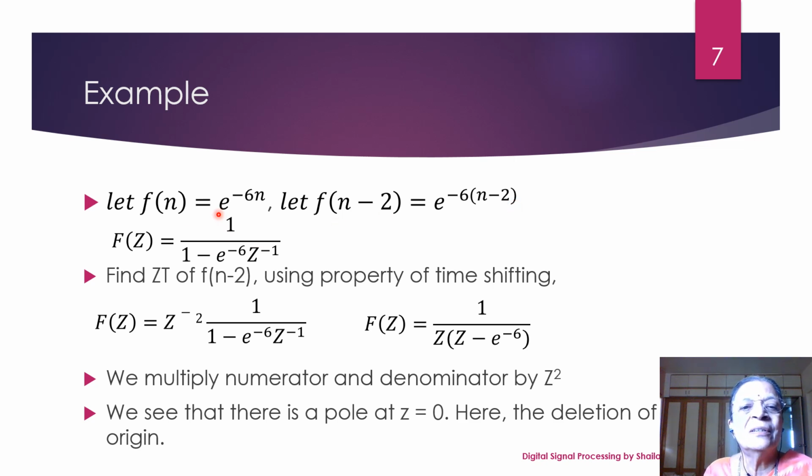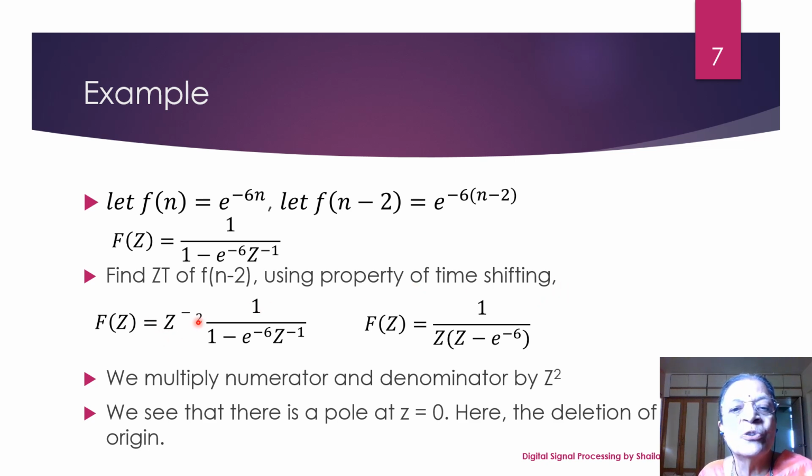Now what is the Z transform for this f(n)? We write F(z) as 1 upon 1 minus e raised to minus z into z inverse. This is the closed form expression as we know. Now to find the Z transform of f of n minus 2, we have to use the time shifting property. So how will it be?